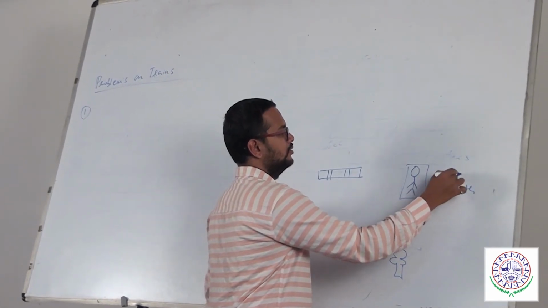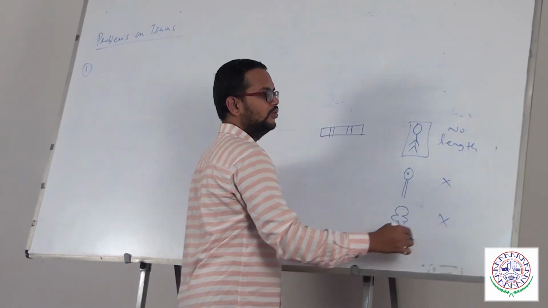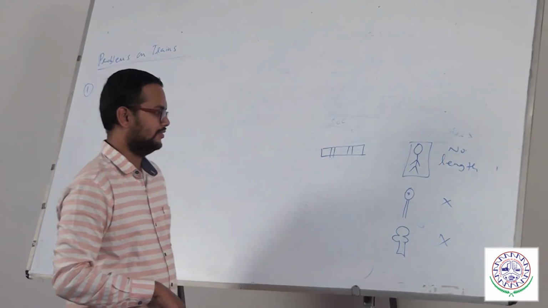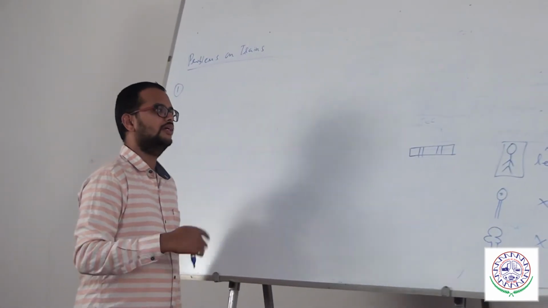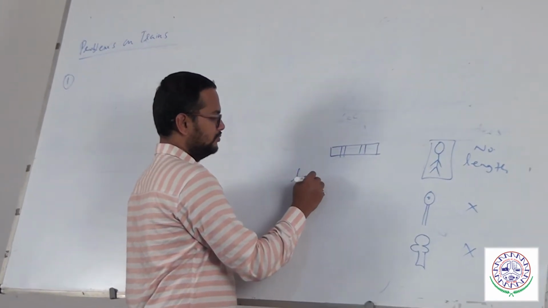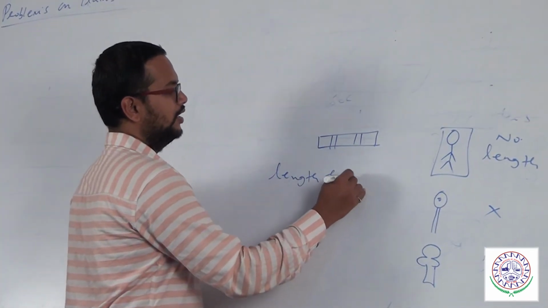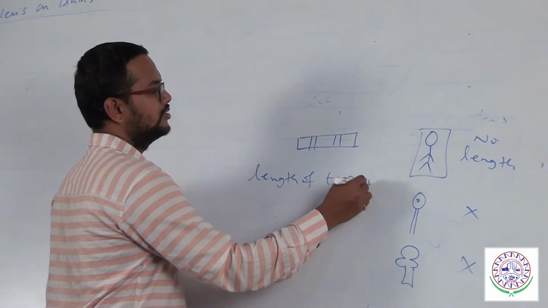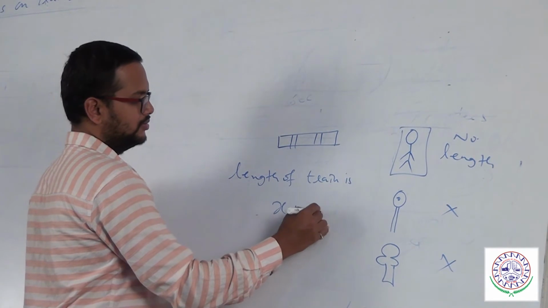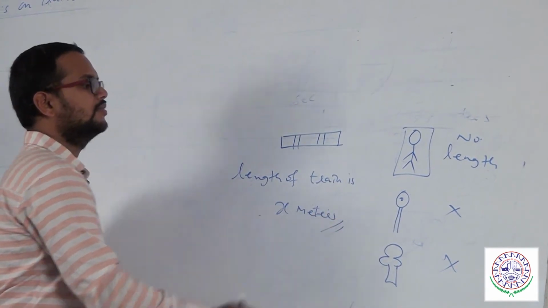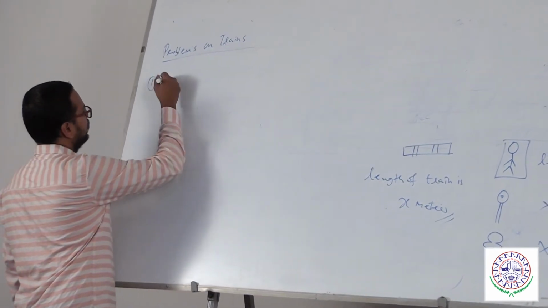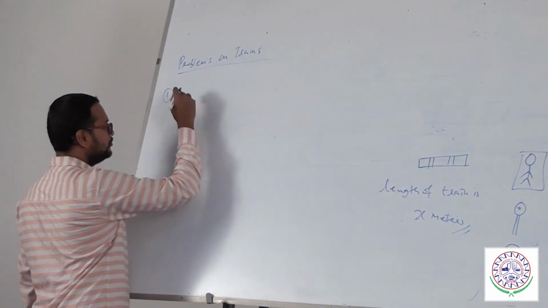They have no length, because it will be considered as zero. So generally the length of the train is considered x meters. So that's what we need to understand, the total length.